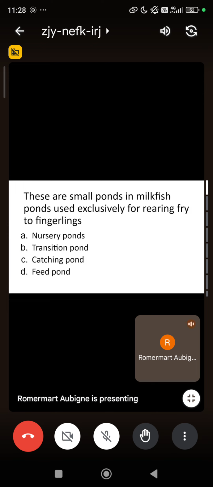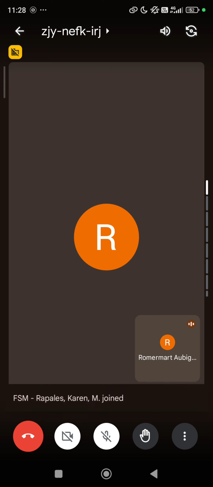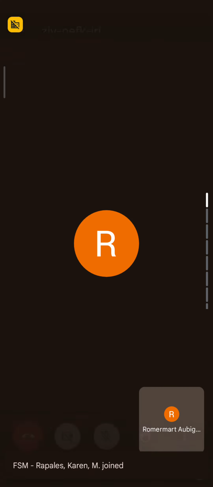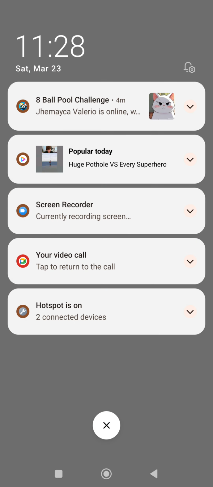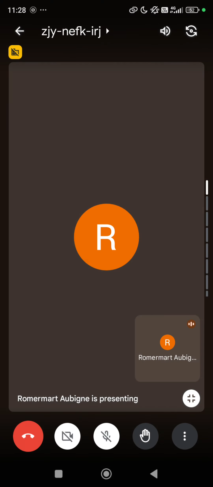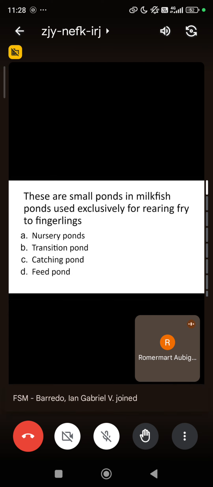These are small ponds in milkfish for rearing to fingerlings. A, nursery ponds, B, section ponds, or C, fishing. What do we call these small ponds in milkfish ponds used exclusively for rearing fry to fingerlings?